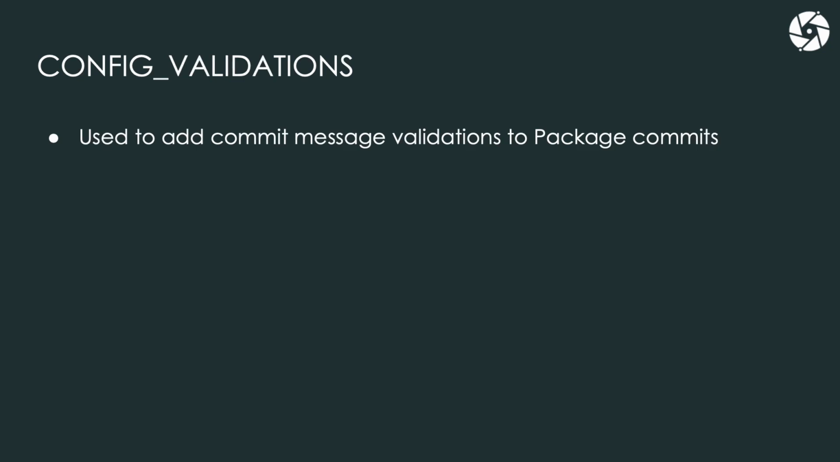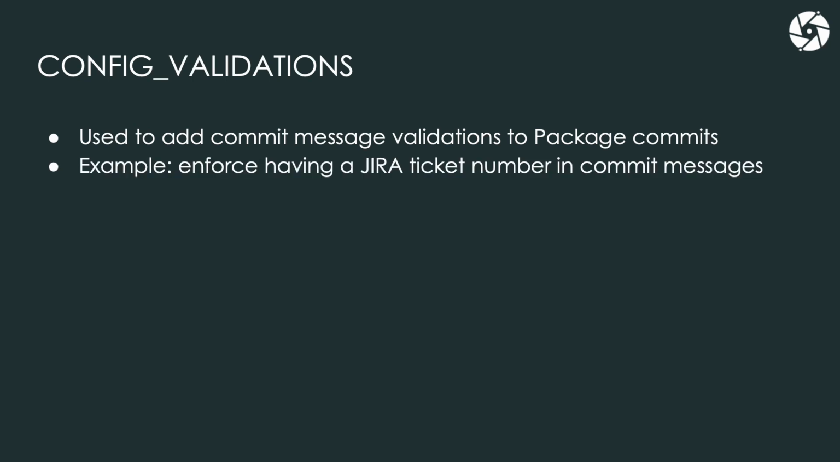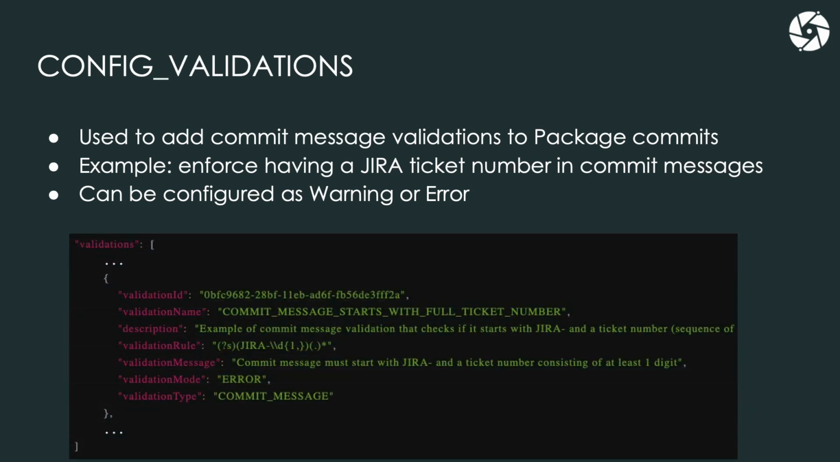Config validations is a configuration package that is used to add commit message validations to package commits. For example, it might be used to enforce having a Jira ticket number with each commit message. Each validation needs to have a rule defined as a regular expression, a message which describes the reason of invalid commit, and can be configured as a warning or an error which would block the form submission.